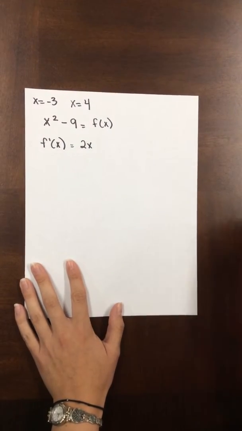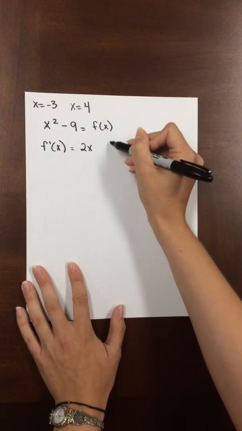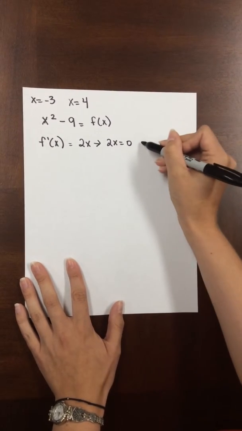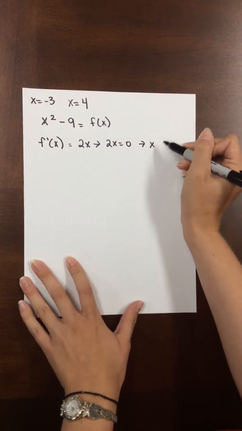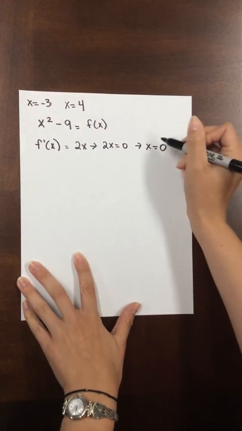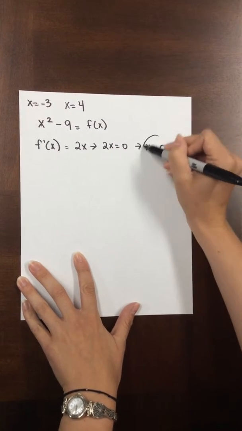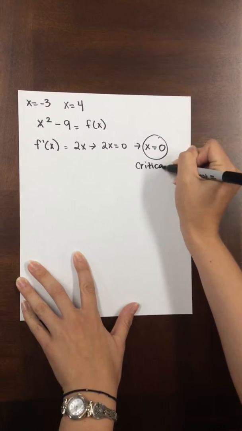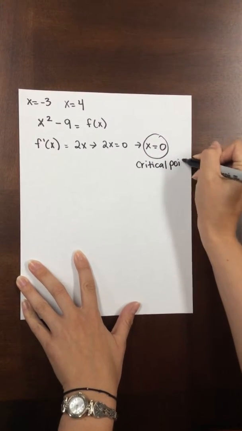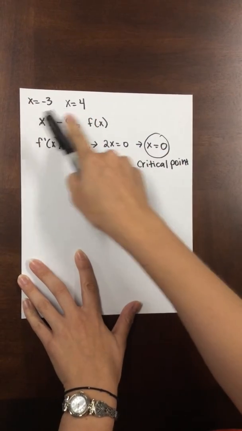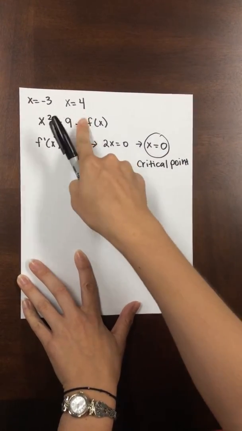And when I take 2x and set it equal to 0, so 2x equals 0, x then is equal to 0. So this is our critical point. At x equals 0 is our critical point. And again, these are our endpoints, the outer edges of the interval, the -3 and the 4.